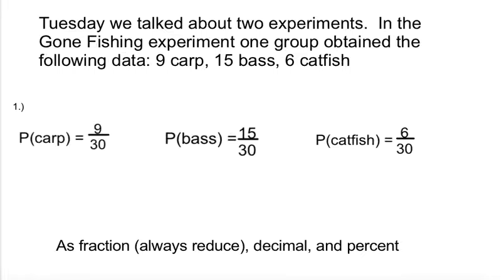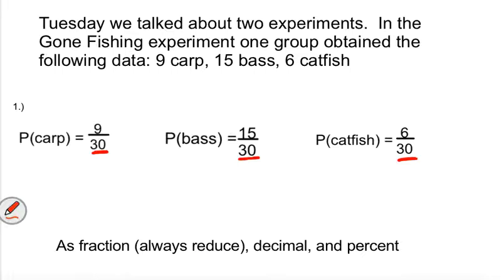On Tuesday, we also talked about that gone fishing experiment. Let's say we did 30 trials. This is just a pretend thing where I gave you some results. So we have 30 trials, and it's always 30 for each of them. And then I said I got 9 carp, 15 bass, and 6 catfish.